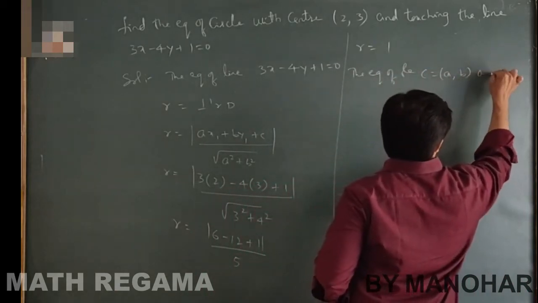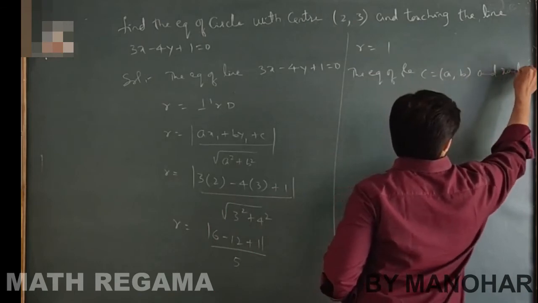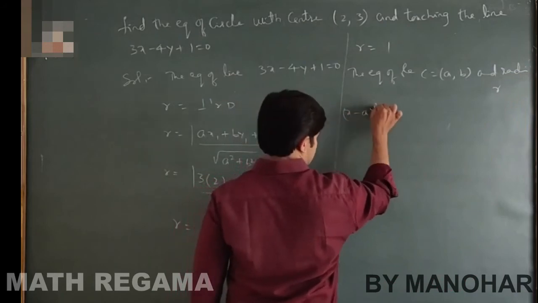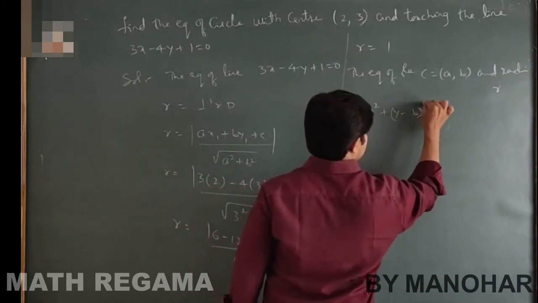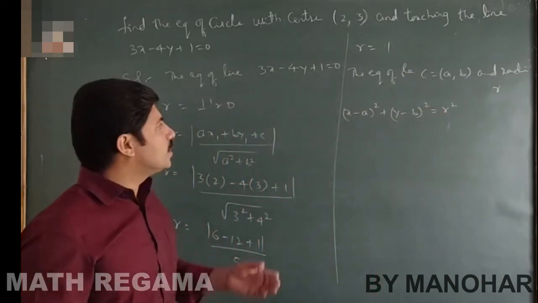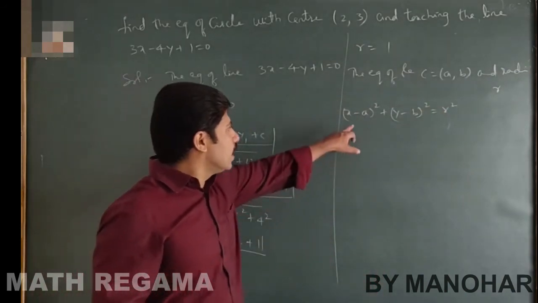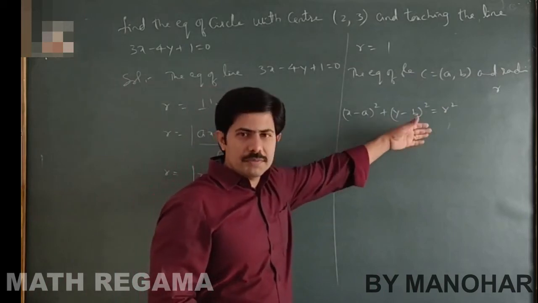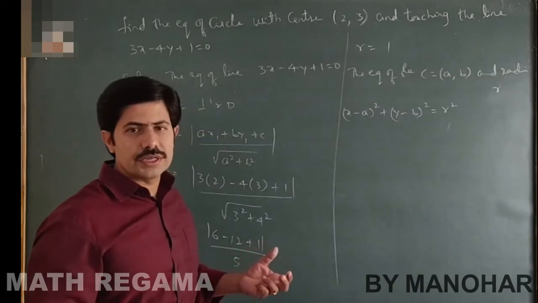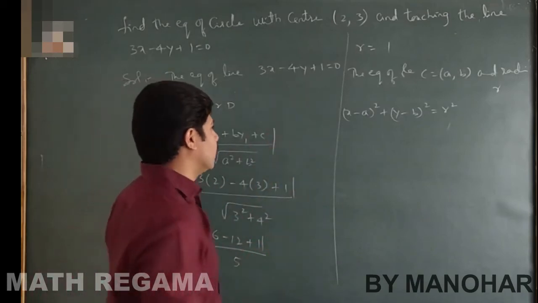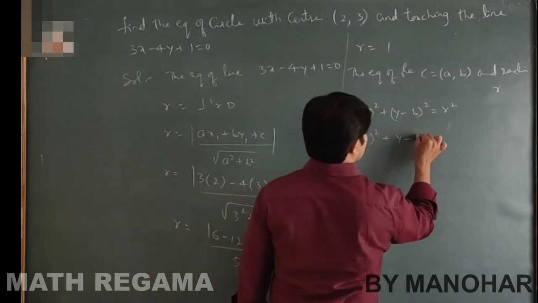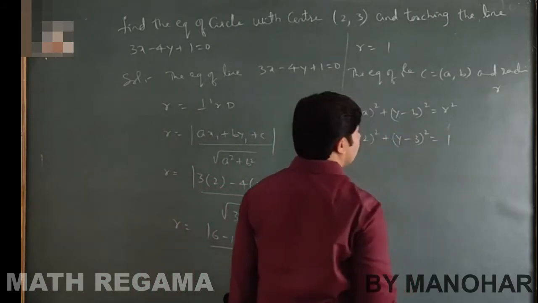After getting the radius, now we will find the equation of the circle with center (a, b) and radius r: (x minus a) whole square plus (y minus b) whole square is equal to r square. Now the center (2, 3) we will substitute for a and b, and the r value is 1. So (x minus 2) whole square plus (y minus 3) whole square is equal to 1.